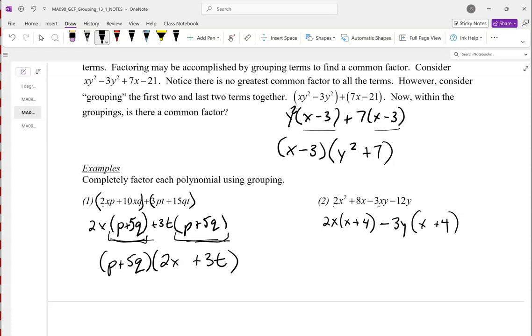Yep. Yeah, so they're pulling the minus sign out too. So we pulled out the negative 3Y, so it pulls out the minus. Yep. Now I have X plus 4 in both of them. If we pull out the X plus 4, what are you left with? The 2X minus the 3Y. Yep, exactly.